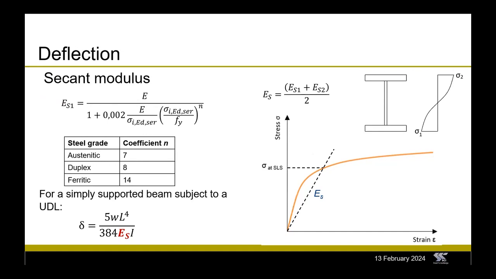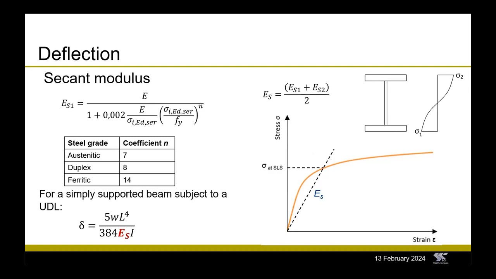So if we have a simply supported beam subject to a uniformly distributed load, for example, the maximum deflection will take place at midspan. And you will be able to calculate this deflection using the reduced modulus of elasticity and using the traditional equation that is shown at the bottom of this slide. Now, this method of calculating the deflection of stainless steel members gives adequate predictions when the maximum stress in the cross-section is below 65% of the yield stress. For larger stresses, the method becomes very conservative.